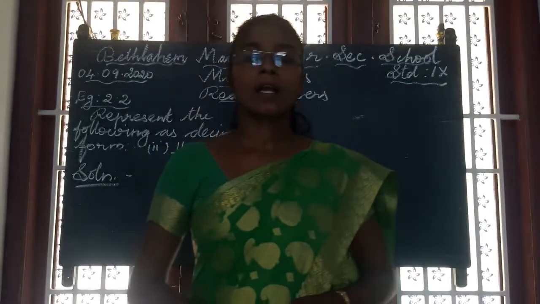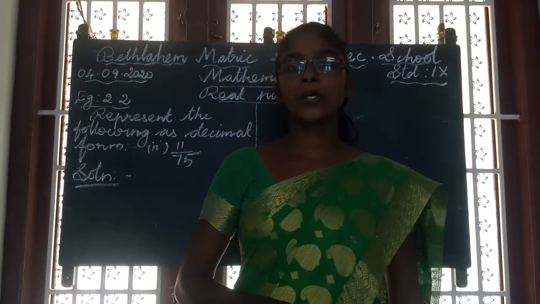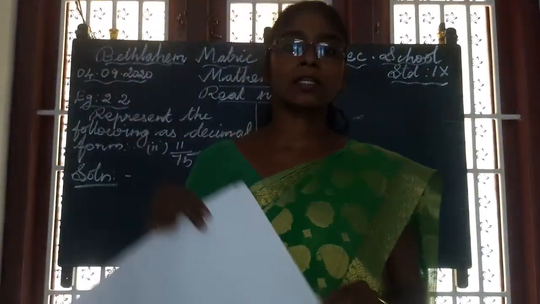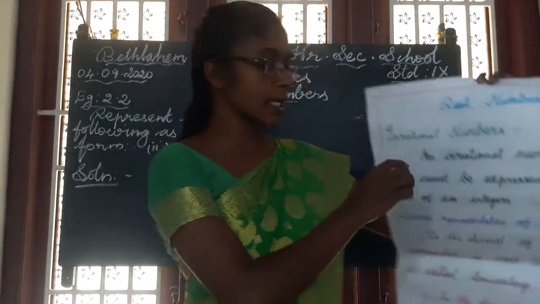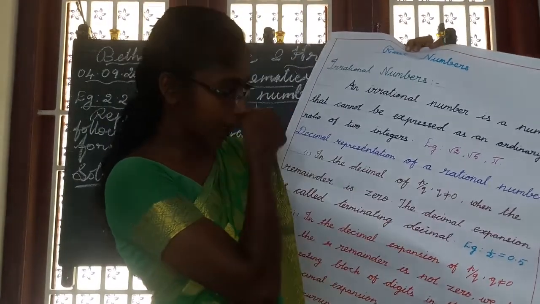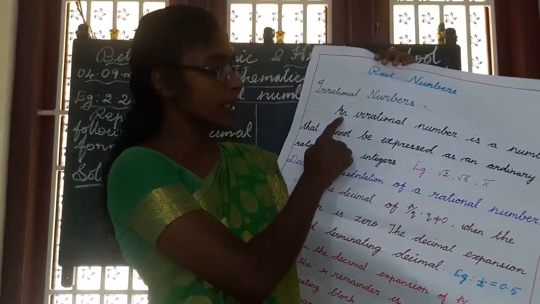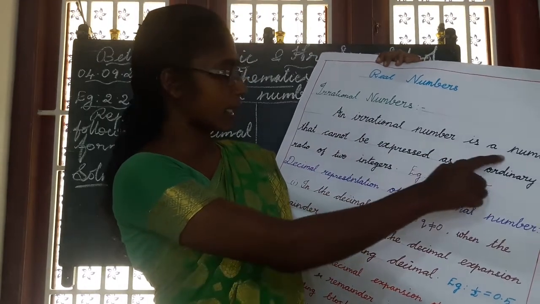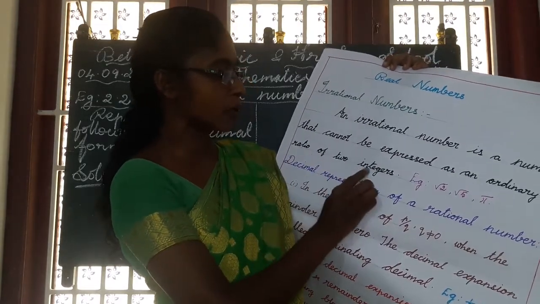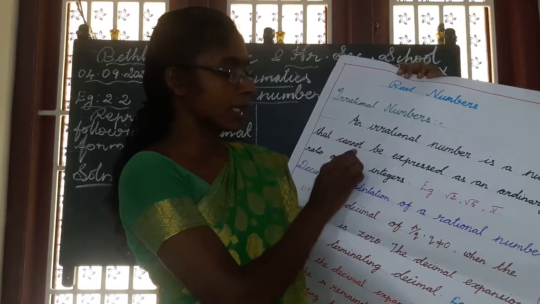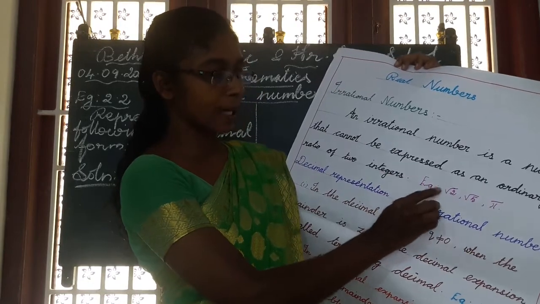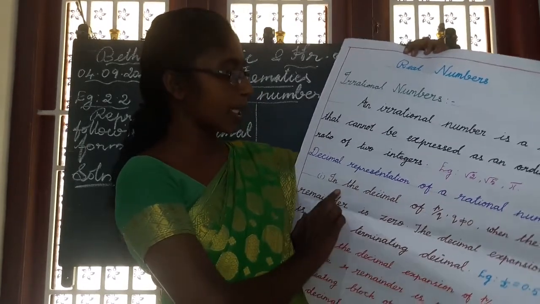In the last class, you learned irrational numbers and the decimal representation of rational numbers. What is an irrational number? An irrational number is a number that cannot be expressed as an ordinary ratio of two integers. Example: root 2, root 5, pi, etc.